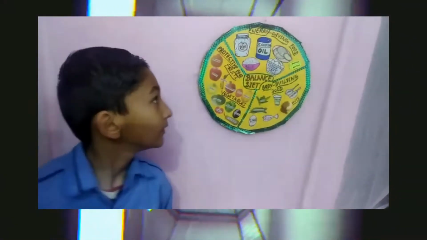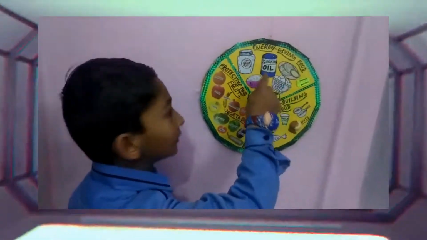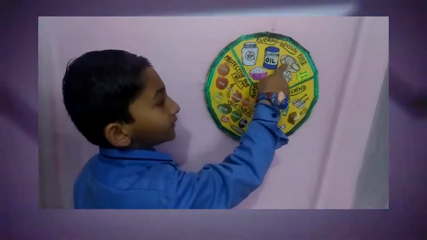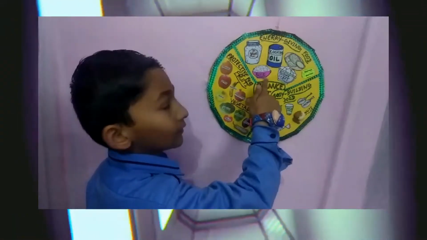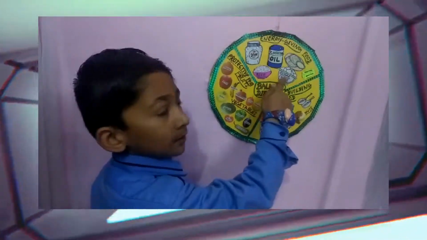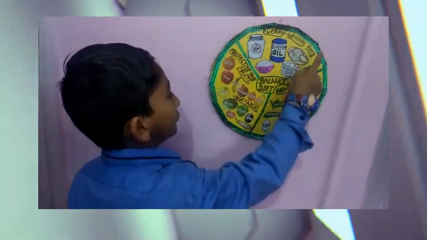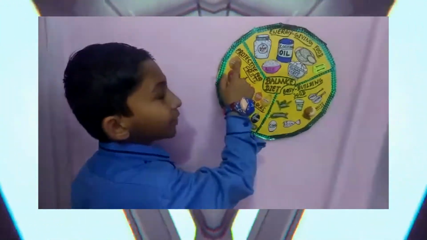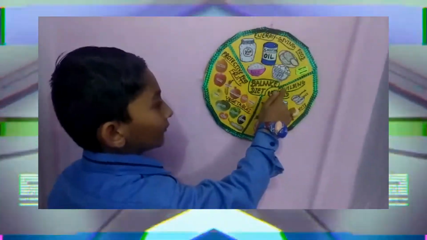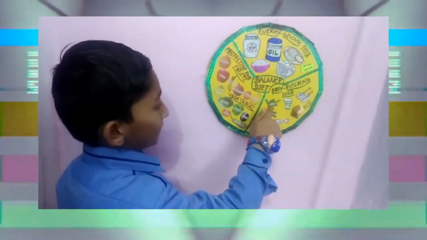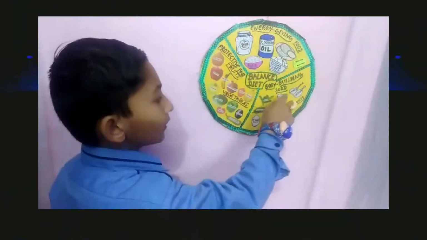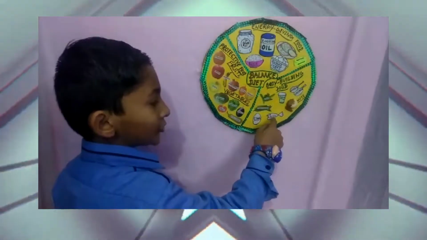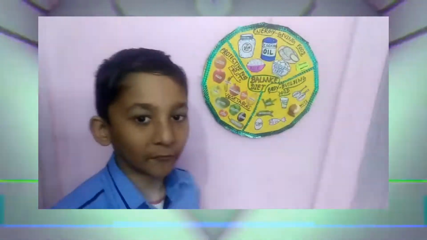For example, energy giving food: ghee, oil, chapati, rice, sugar cubes and butter are energy-giving food. Protective food: fruits and vegetables are protective food. Bodybuilding food: peas, milk, chicken, french bean, egg, fish and nuts are bodybuilding food. Thank you.